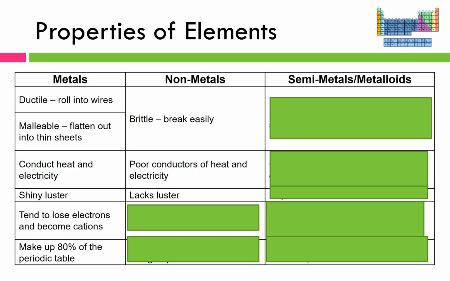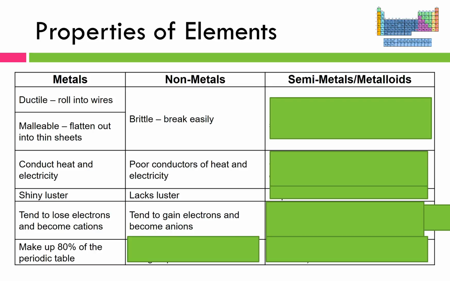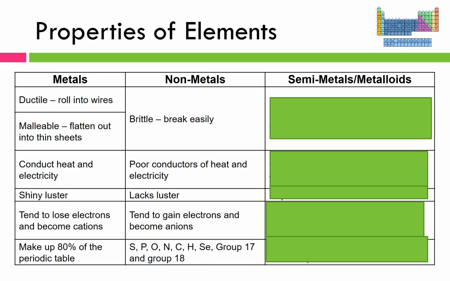Non-metals are not shiny. We say they lack luster. From a reaction perspective, our nonmetals tend to gain electrons and become anions, especially when reacting with metals. And these are the elements that are technically classified as nonmetals. I wouldn't bother trying to memorize them. Just use the general guideline of where the staircase is in the periodic table and know that everything to the right of the staircase is nonmetallic in nature.